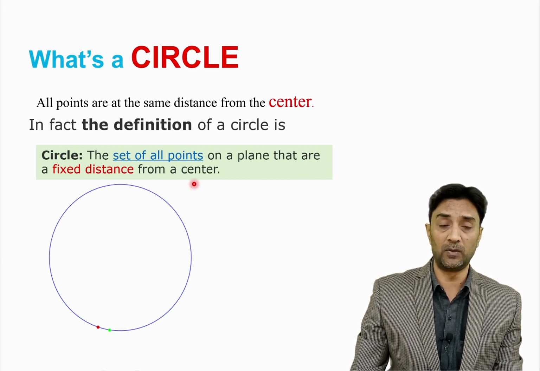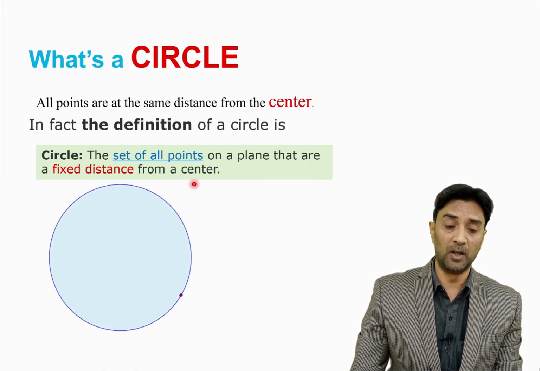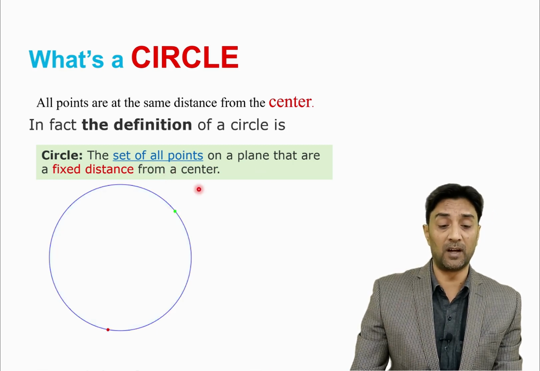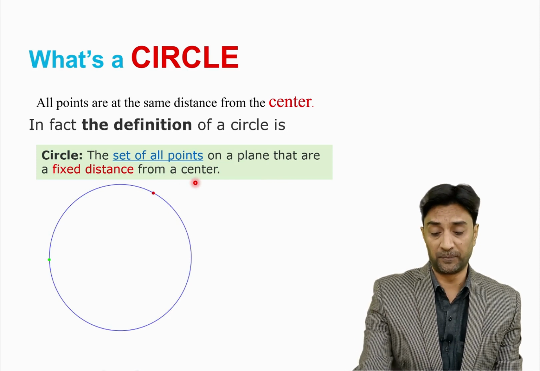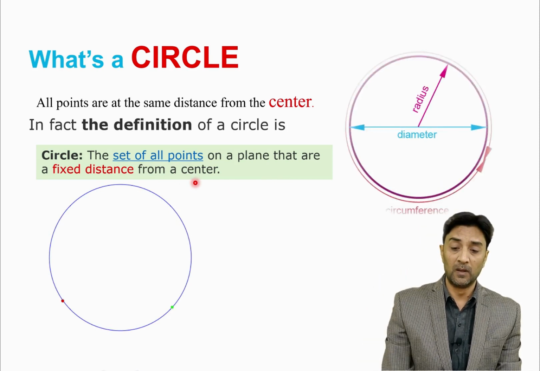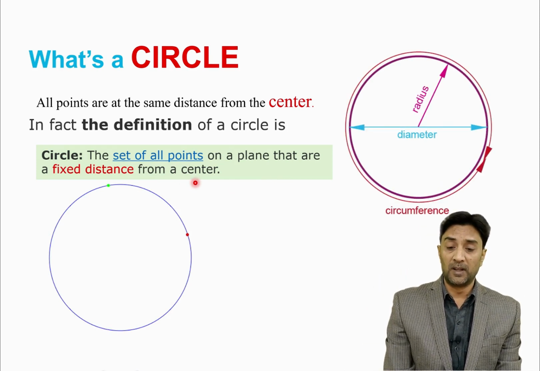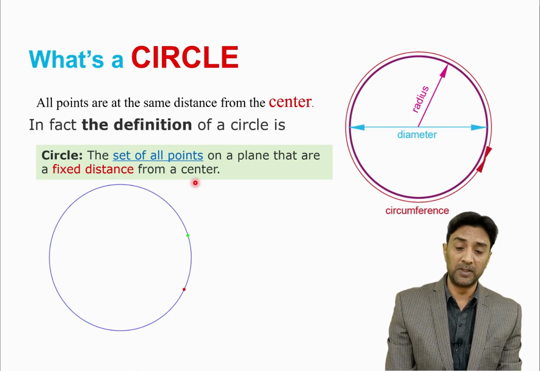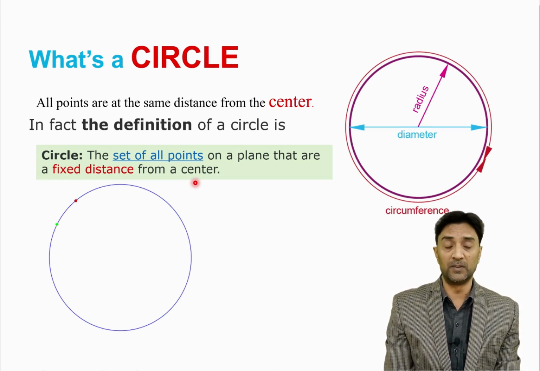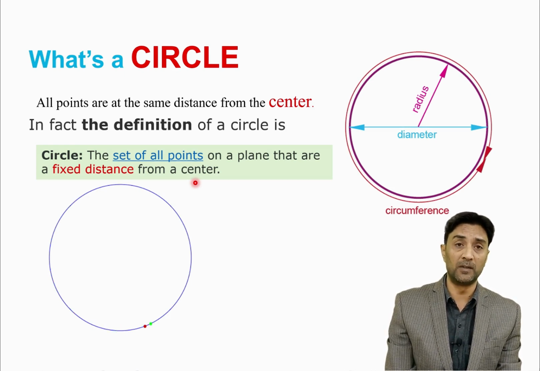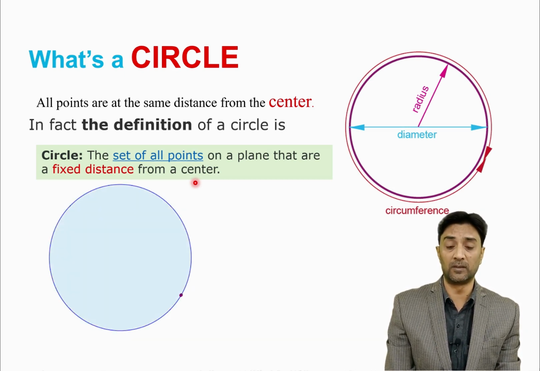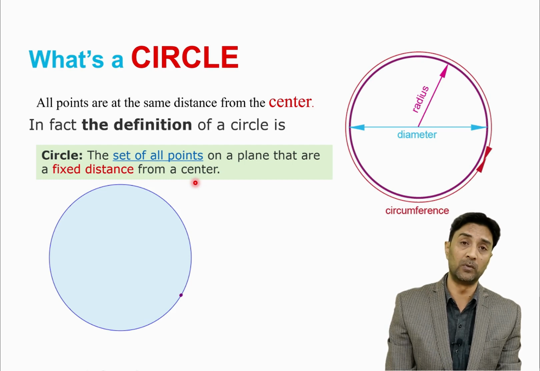So mathematically, if you want to describe that circle, you can define a circle as the set of all points on a plane that are a fixed distance from a center. Normally a circle has a radius, and twice the radius is known as the diameter. Then it has a circumference, which is pi d, or in terms of radius, 2 pi r.